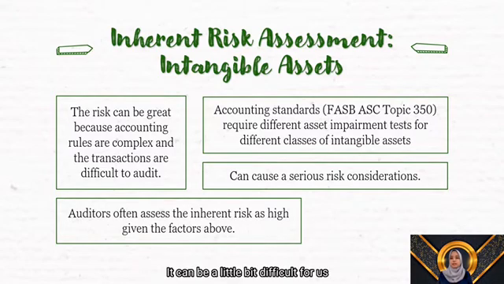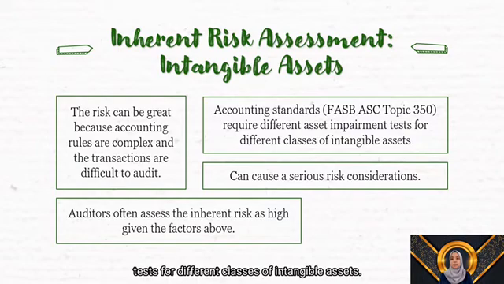It can be a little bit difficult for us to basically verify, test, prove the value of this thing. So, risk can be great because accounting rules are complex and transactions are difficult to audit. It is not as easy to audit this kind of contract that arise from this intangible asset. They can be quite complex in some cases. Accounting standards require different asset impairment tests for different classes of intangible asset.